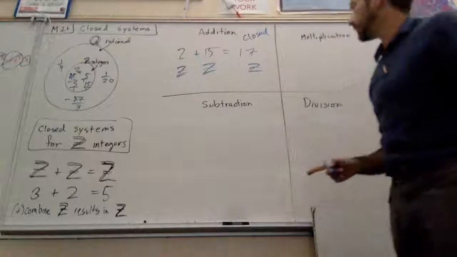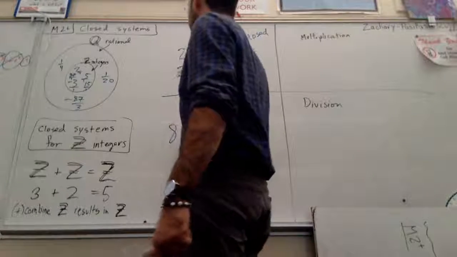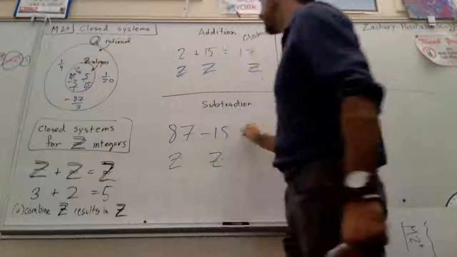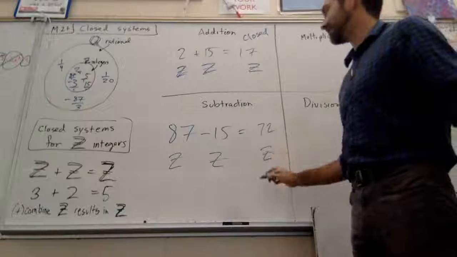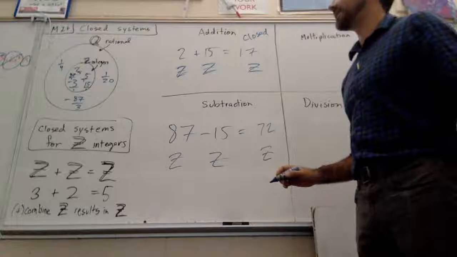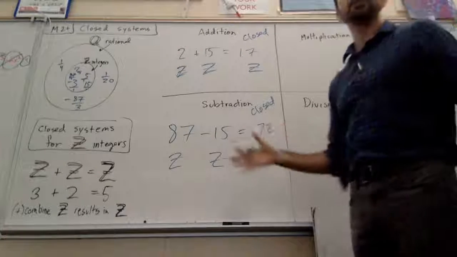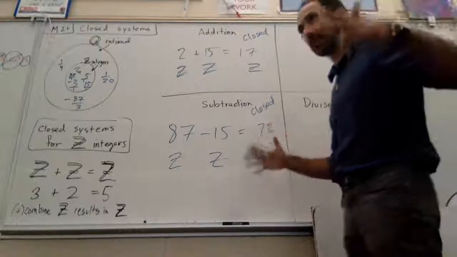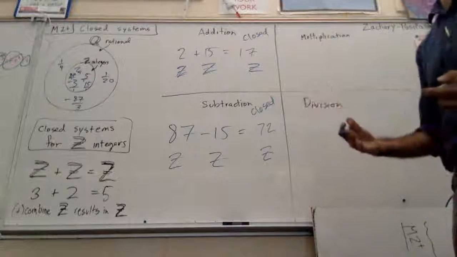Okay. Subtraction. Let's see some more integers. 87 minus 15. Integer, integer. What are we going to end up with? 72. Integer. So we know subtraction is closed. Closed, like within the boundaries of a country or territory. You use the same kind of money. If you end up with the same thing, you know it's closed.